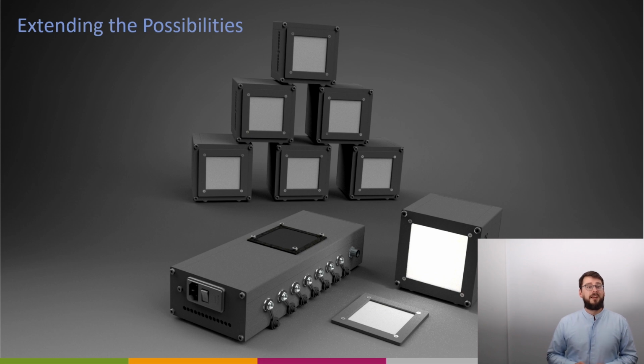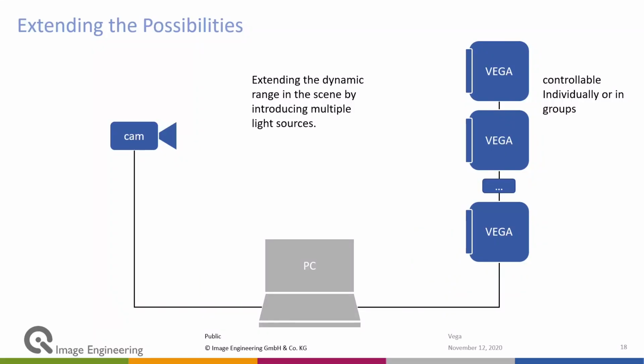And in the case of VEGA, we have a controller which supports up to 7 light sources, which can all be controlled individually, but they also can be controlled in small groups or controlled even as one big group with 7 light sources. And as they are really small, they can be placed anywhere in the field of view of the camera. So, to go back to our test, we extend the dynamic range just by multiplying the light sources, or introducing multiple light sources.